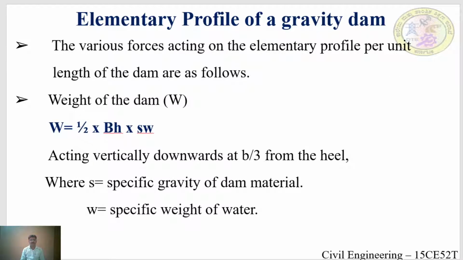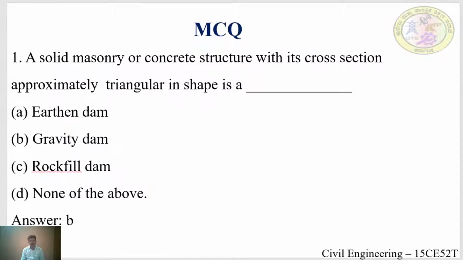The various forces which are acting on the elementary profile per unit length of the dam are as follows. W is the weight of the dam, which is given by half of B into H into S into W, acting vertically downward at a distance B by 3 from the heel, where S is the specific gravity of the dam material and W is the specific weight of water.